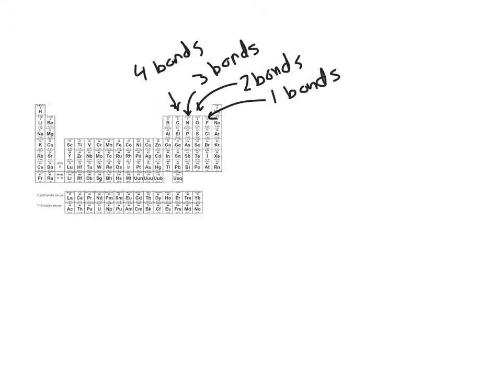Since atoms within the same column or group have similar properties, anything in group 14 will tend to make 4 bonds, group 15, 3 bonds, group 16, 2 bonds, and group 17, 1 bond. In addition, hydrogen has 1 empty spot in its valence shell, and so it will always make 1 bond.